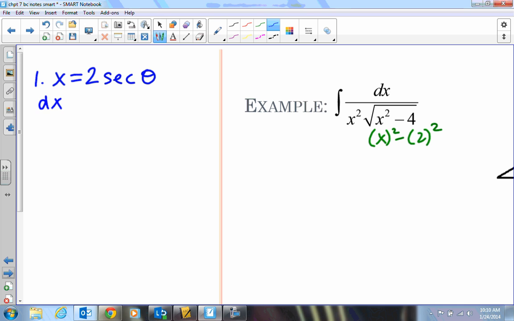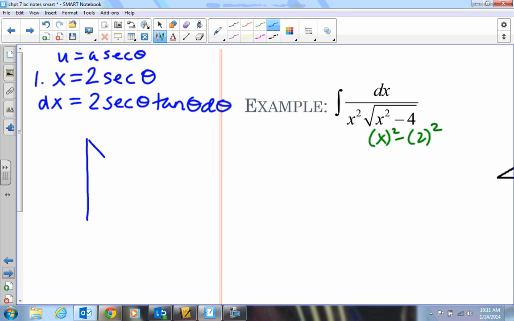Wait, hold on. Okay, where's the 2 from? The a. Got it. 2 squared. Yes, thank you. Now I'm going to make my triangle. So secant is x over 2, so cosine would be 2 over x.